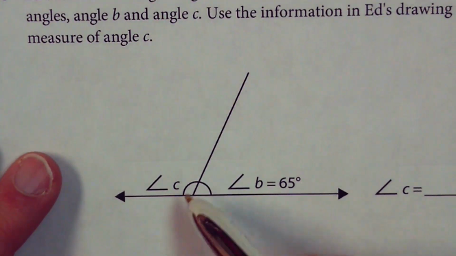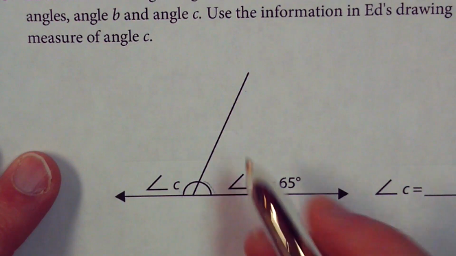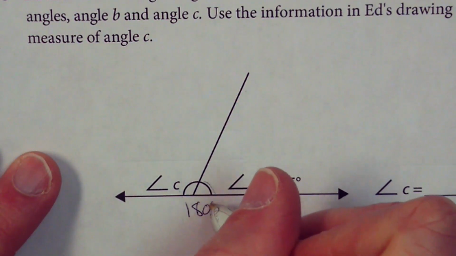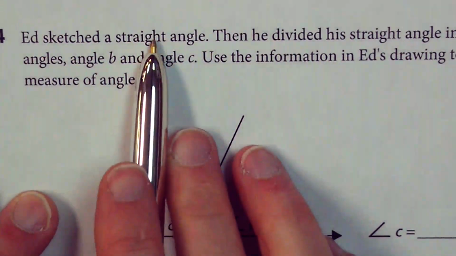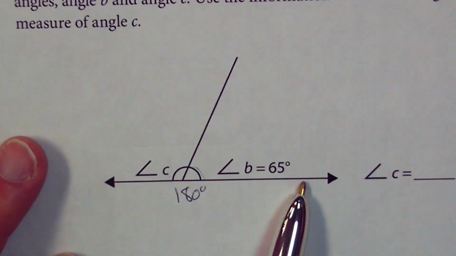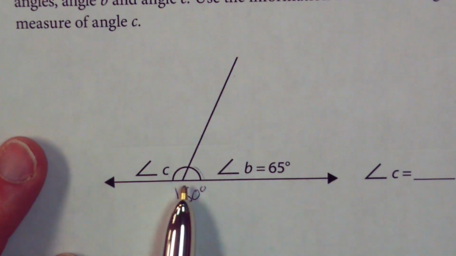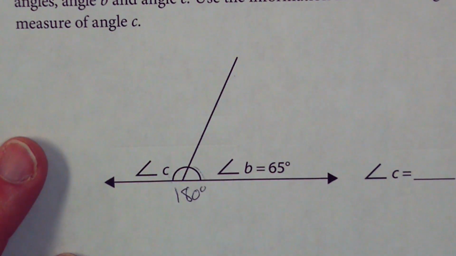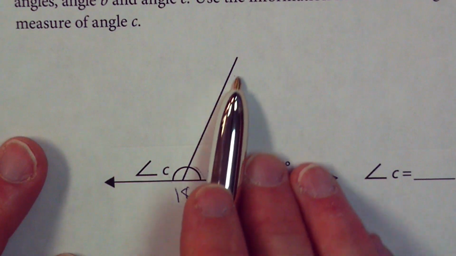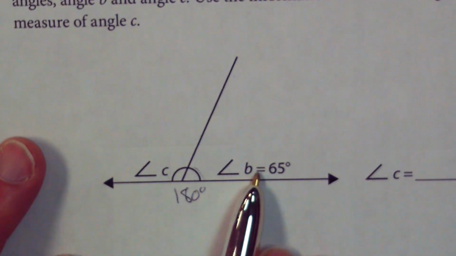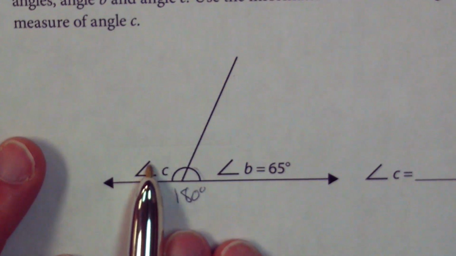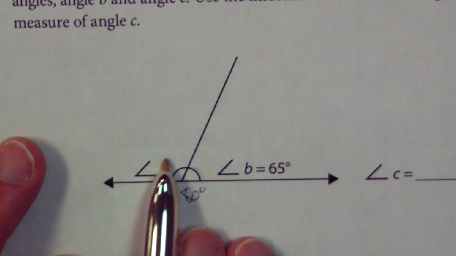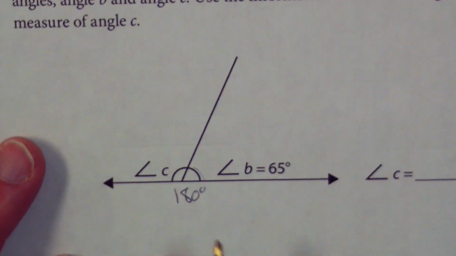Well, tell me, this straight angle, the whole thing, is 180 degrees. That's what a straight angle is. He started by drawing a straight angle. Straight line. Anytime you draw a straight line, it's 180 degrees. And then he drew this line here and split it up. This side is 65 from here to here. So we need to know what's over on this side. Interesting. So we need to figure out what's left.